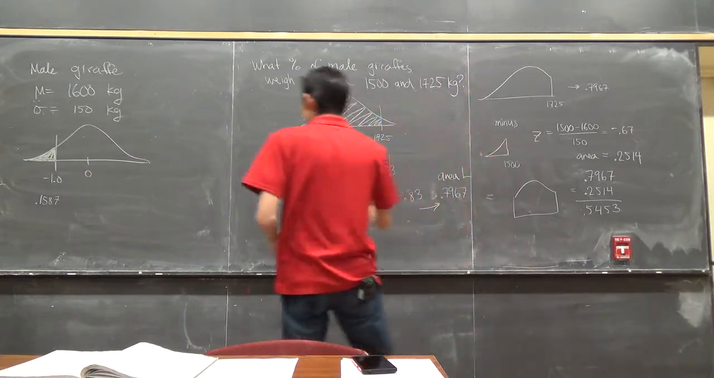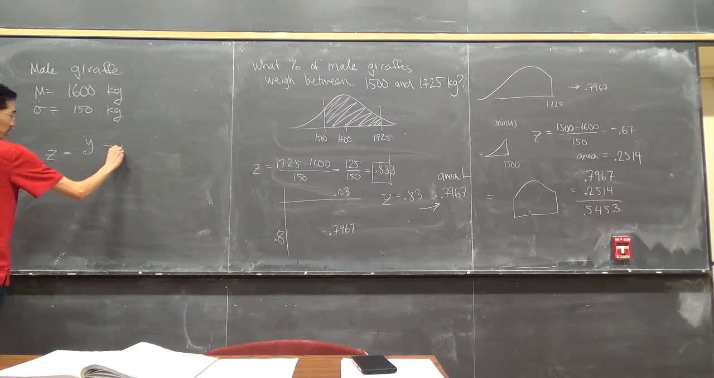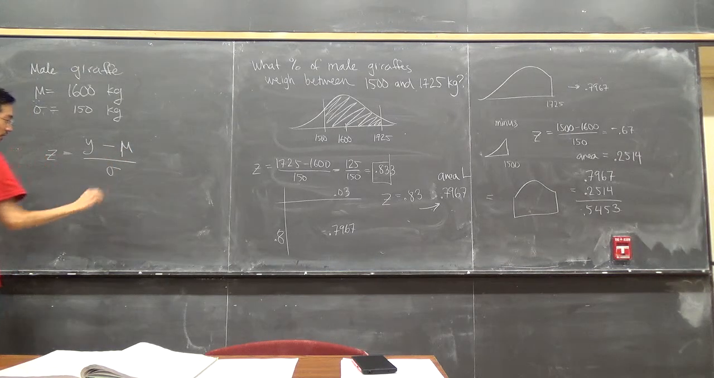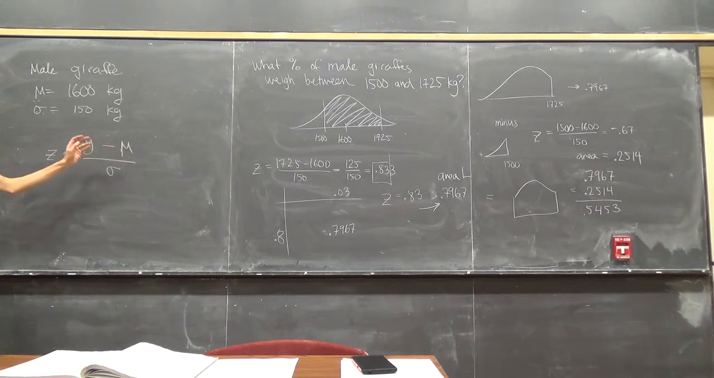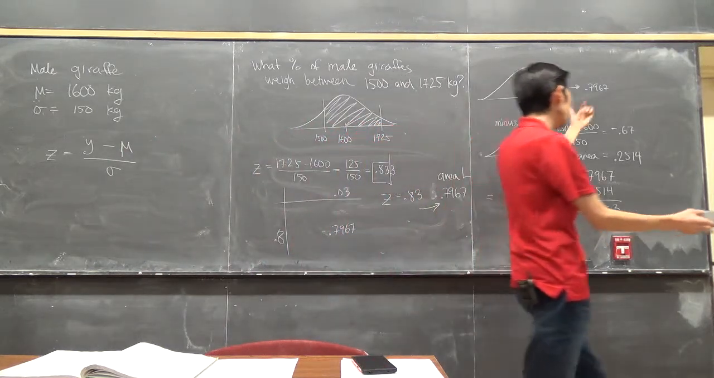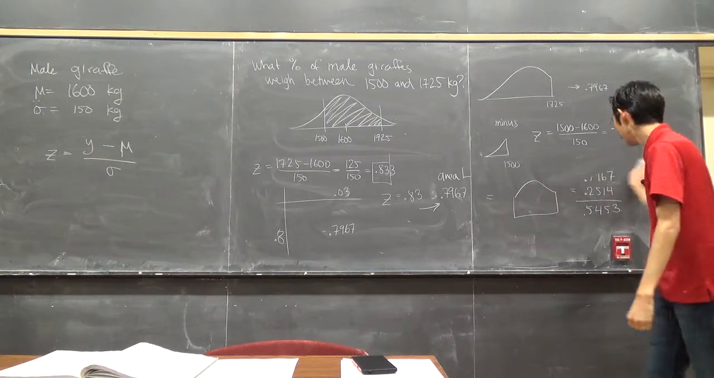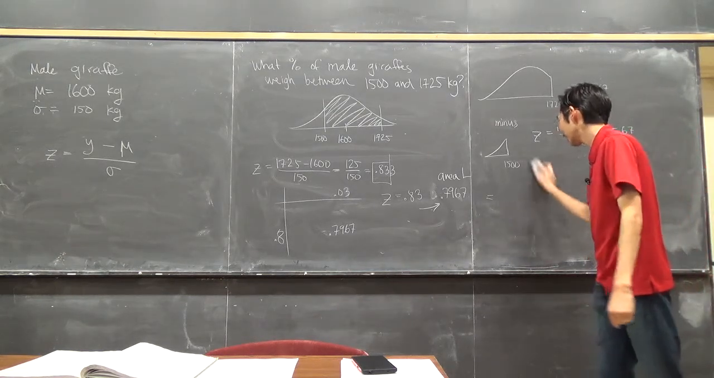When you calculate your z-score, it's always your value minus the mean, minus mu, divided by the standard deviation. So you're always taking y minus mu. Don't flip those around, otherwise you'll get the wrong sign. If your value is below the mean, your z-score should be negative. If your value is above the mean, your z-score will be positive. If you mix up the signs, if you did 1600 minus 1500, you would get the wrong sign, and then you'll just confuse yourself.